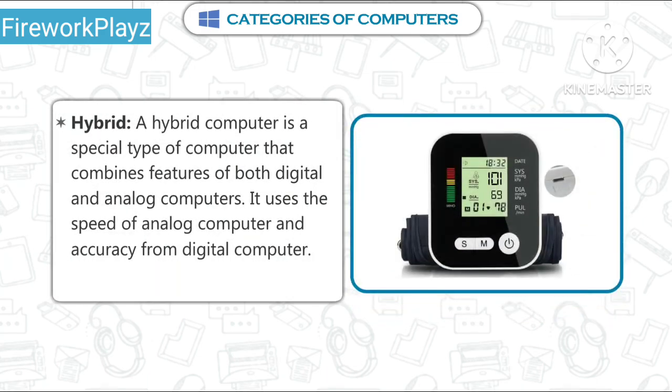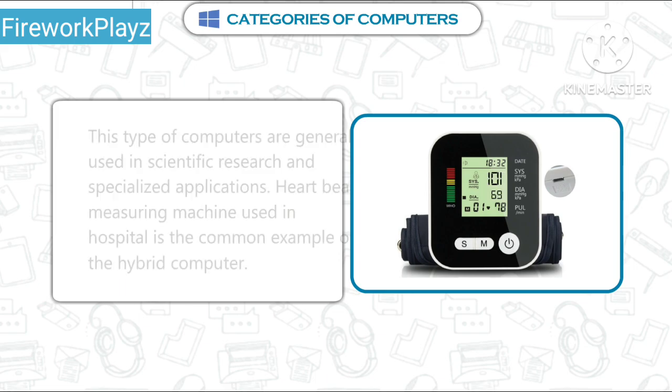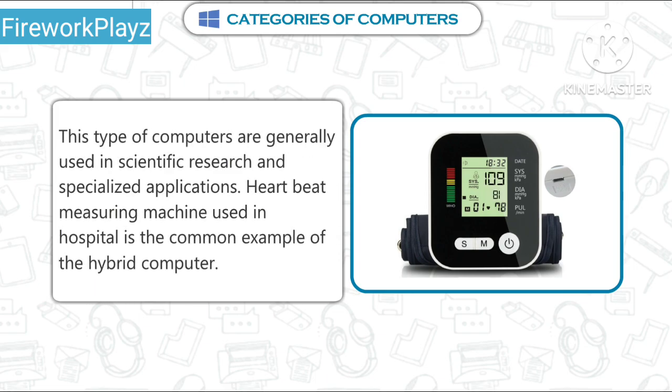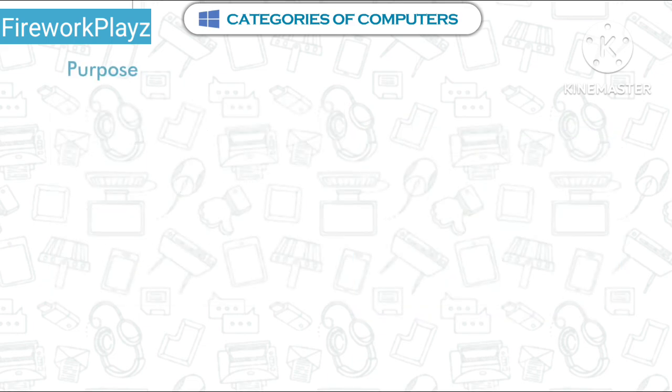Hybrid. A hybrid computer is a special type of computer that combines features of both digital and analog computers. It uses the speed of analog computer and accuracy from digital computer. This type of computers are generally used in scientific research and specialized applications. Heartbeat measuring machine used in hospital is the common example of the hybrid computer.